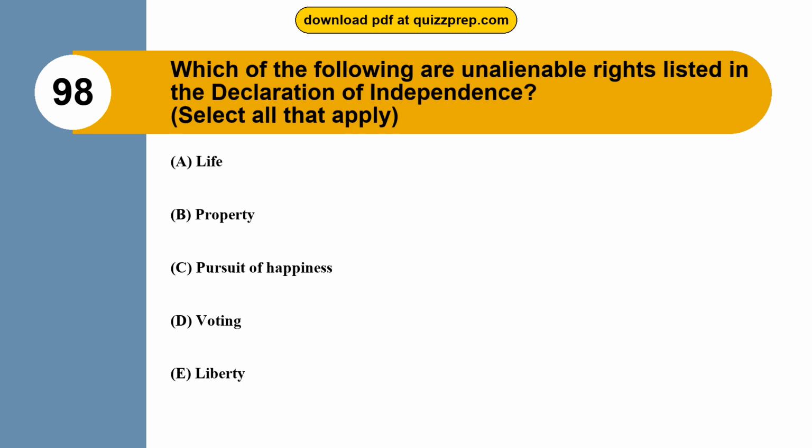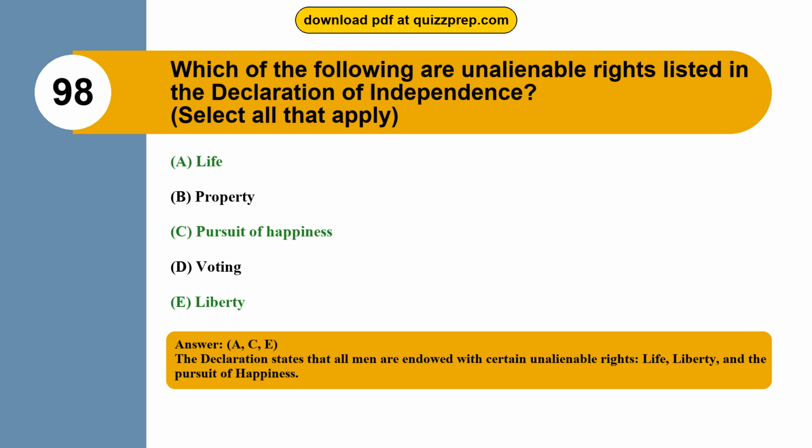Question 98. Which of the following are unalienable rights listed in the Declaration of Independence? Option A, life. Option B, property. Option C, pursuit of happiness. Option D, voting. Option E, liberty. The correct answers are options A, C, and E: life, pursuit of happiness, liberty. The Declaration states that all men are endowed with certain unalienable rights, life, liberty, and the pursuit of happiness.